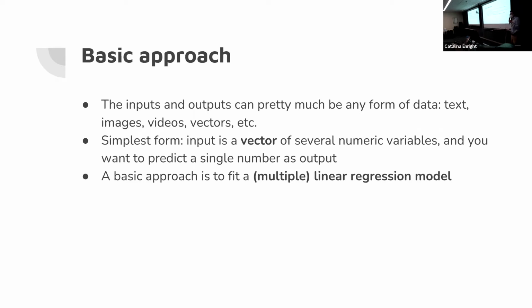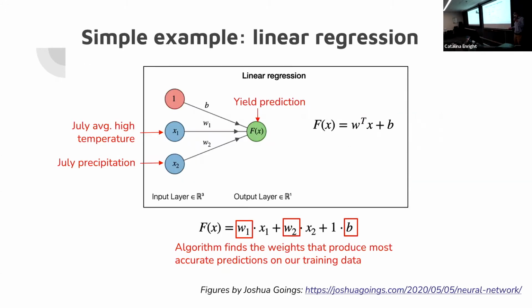Yeah, so the most basic approach you might be familiar with is linear regression. You might be asking, is linear regression really machine learning? You can actually argue that it's one of the most basic machine learning algorithms, and it's also a building block behind more sophisticated deep learning models. Just briefly, in this linear regression setting, let's say that we just have two input variables, like the July average high temperature and July precipitation. And let's say we model the yield as a really simple linear function of these two inputs. So here we have f of x, the yield, as just a linear function of these two input variables. The algorithm has to learn the weights, or coefficients, that produce the most accurate predictions on this training data.